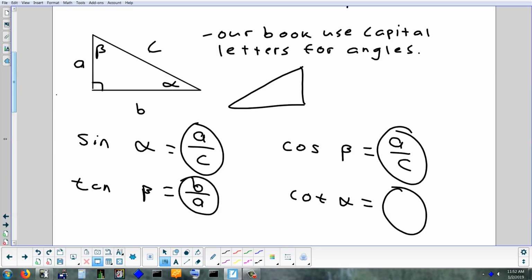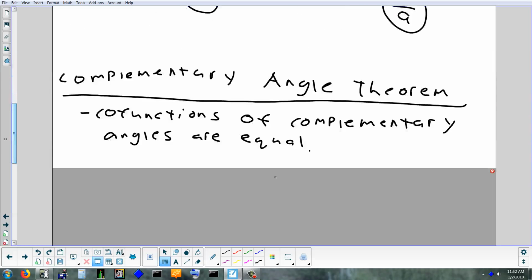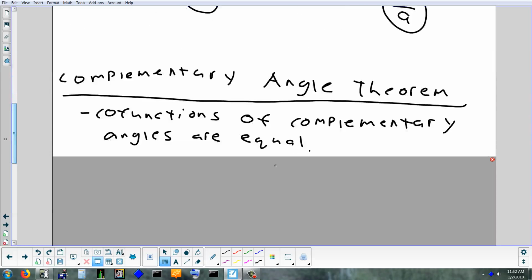Rachel? It's B over A. And this isn't just a random coincidence. That always happens if you do two things: cofunctions, complementary angles. And that's called the complementary angle theorem. So very simply, that theorem just says that cofunctions of complementary angles are the same.